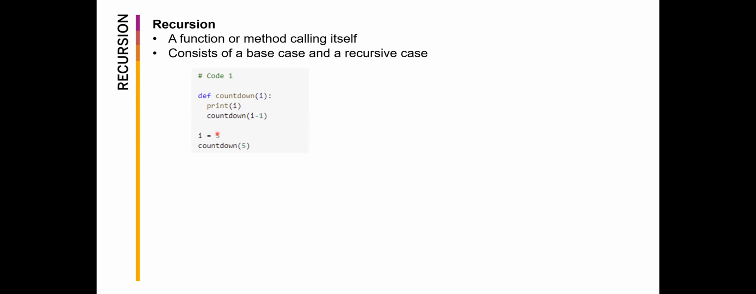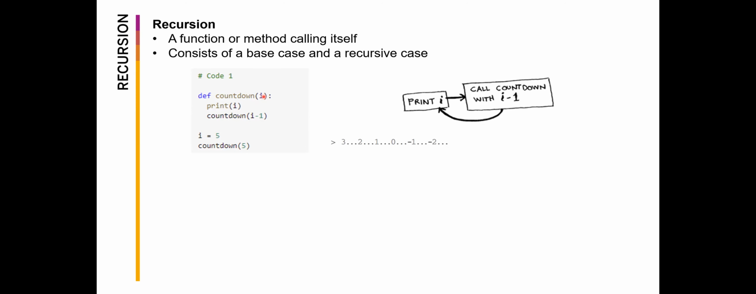So if we have I equals 5 and we do countdown 5, what happens is it prints 5. Then before it finishes the countdown, we actually call countdown again for 5 minus 1, which is 4. So it will print 4, and then it will again proceed with countdown 4 minus 1, which is 3, and it will call again, and so on. So this is the flow that is happening.